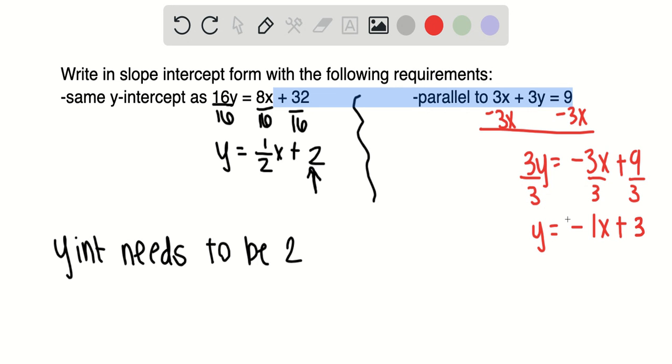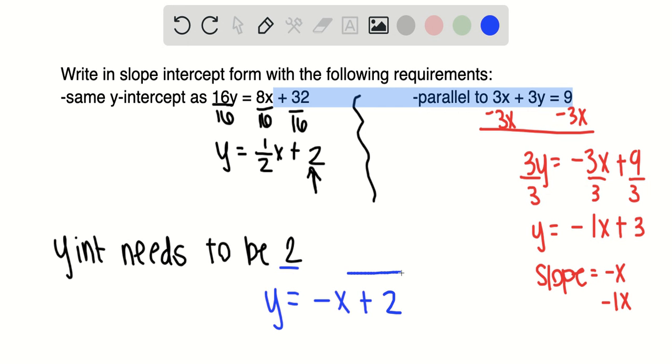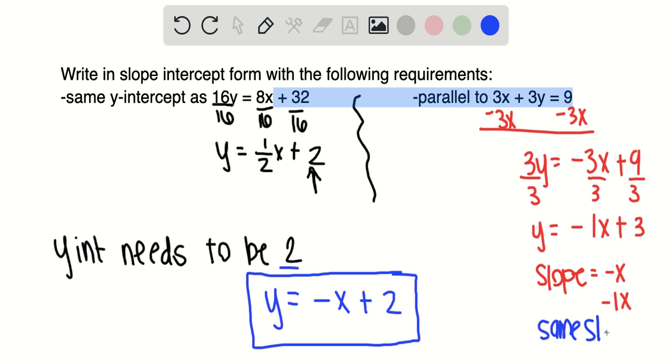So in this case, my slope needs to be negative x, or you can say negative 1x. Okay? So if the y-intercept needs to be 2 and the slope has to be negative x, my answer to meet these two requirements will be y is equal to negative x plus 2. Reminder, parallel lines have the same slope. So that is why I use that exact same slope here.